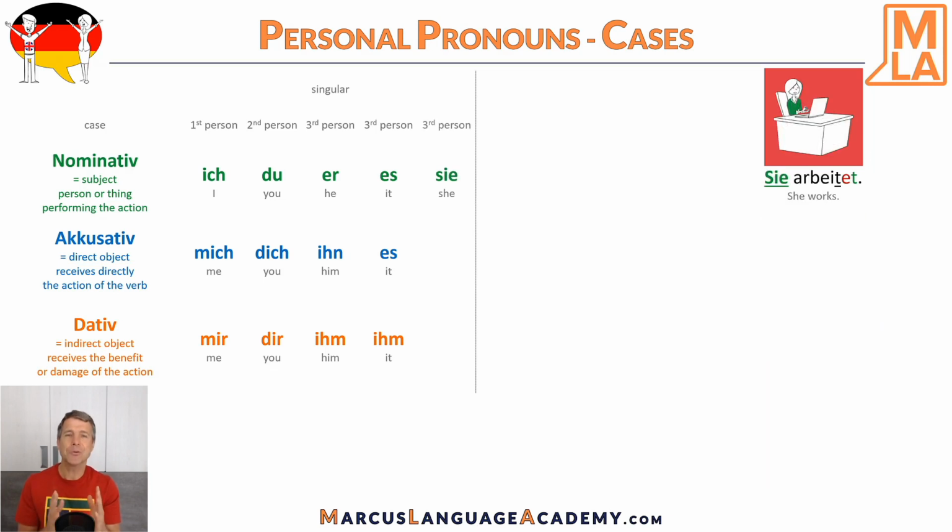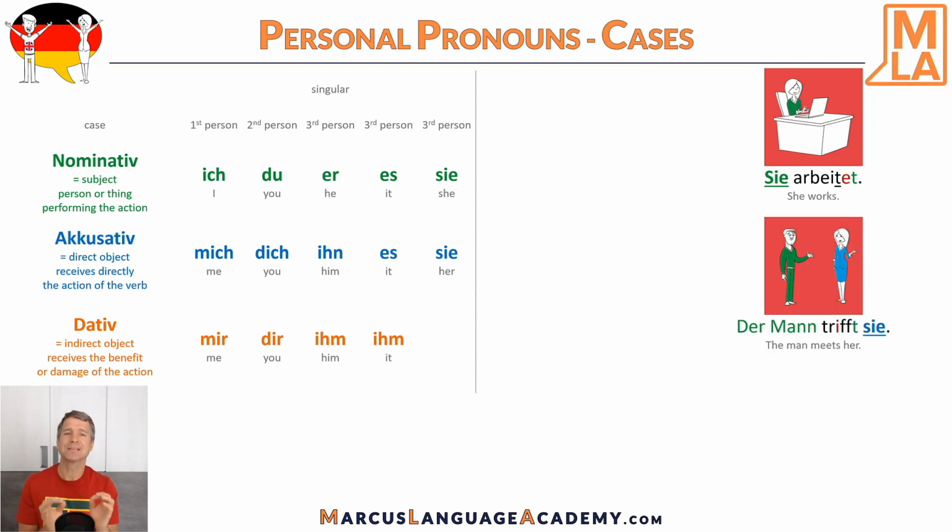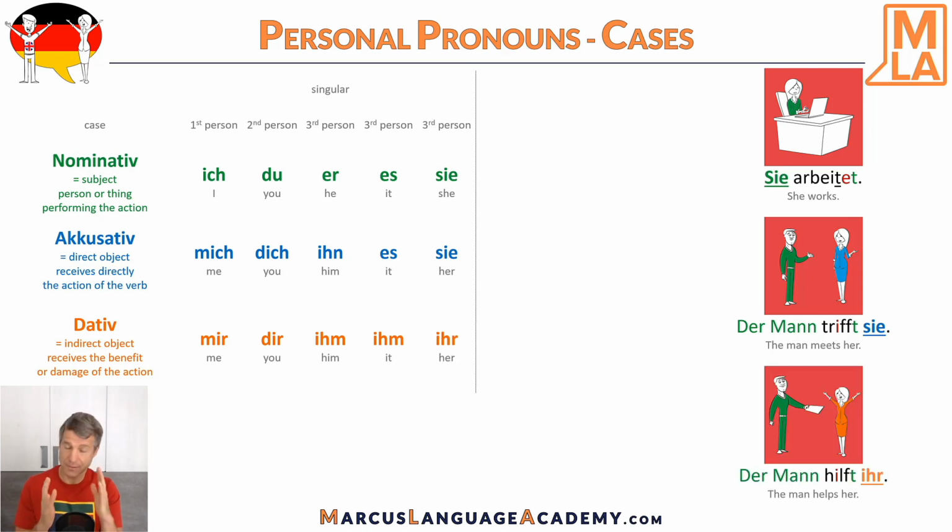She in nominative is sie. Sie arbeitet. She works. The accusative doesn't change. Der Mann trifft sie. The man meets her. But the dative case changes to ihr. Der Mann hilft ihr. The man helps her.